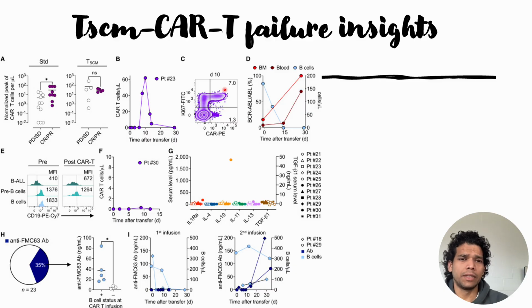indicating that they expand and proliferate in patient number 23. However, when they check the cancerous cells in three different places, that is the bone marrow, blood and B cells, you can see that in the B cells the cancerous cells go down, whereas in the bone marrow and blood the cancerous cells go up almost uninterruptedly.